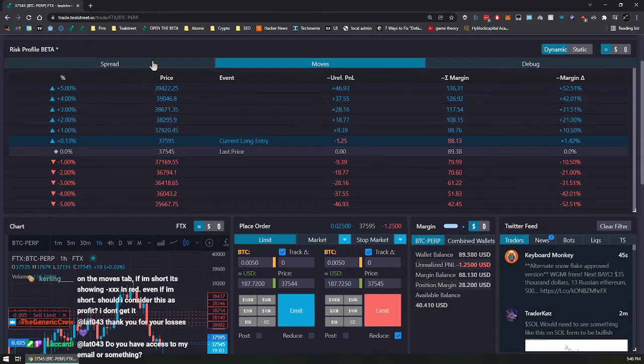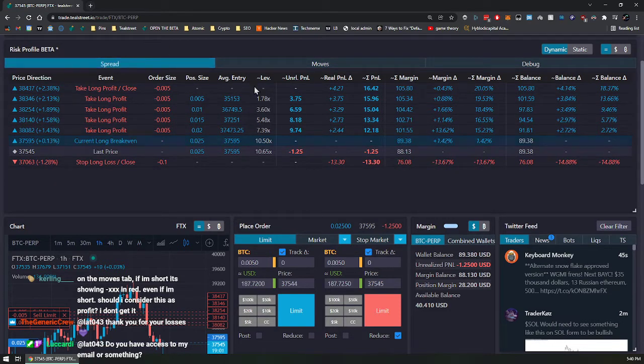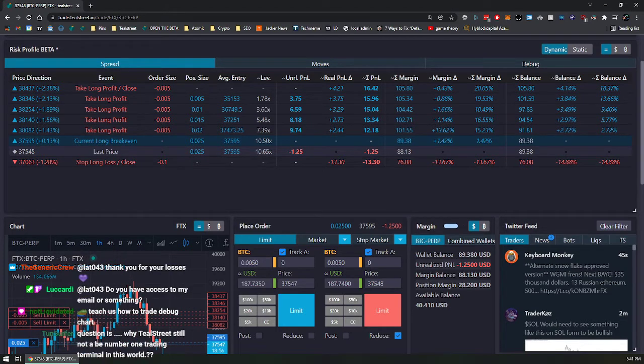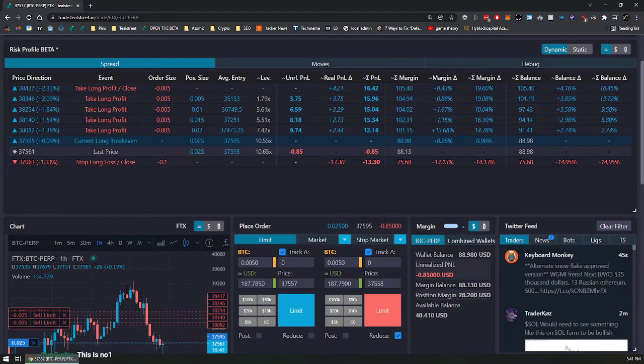The short's showing XX. Could you take a screenshot of your moves tab? Yeah, why is it not? Because we haven't told anyone about it. We've been working diligently in the background, waiting to burst onto the scene, and this is it. We're out of beta. You guys can tell everyone you want about how great Tealstreet is, and we're ready for it. We're ready for scaling. We're ready for users. We're ready to keep adding features.